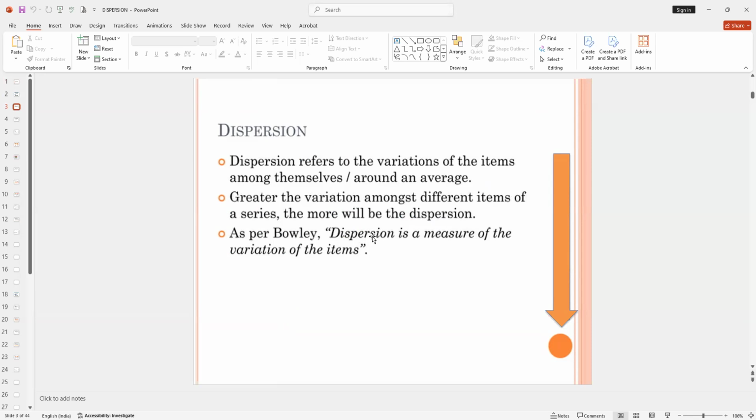As per Wallace, dispersion is a method of variation of the items. We can also consider it as the scatteredness of the items. It shows the degree of scatteredness, how much the data is dispersed from the mean point.